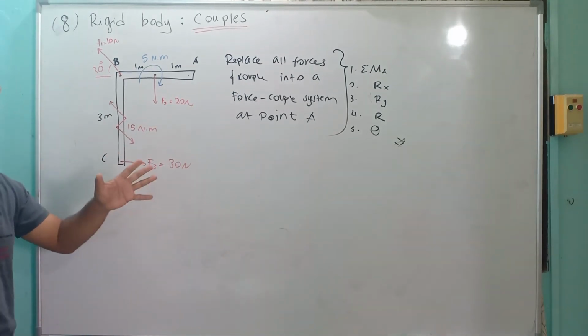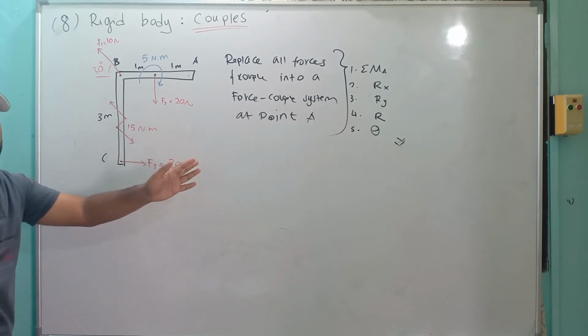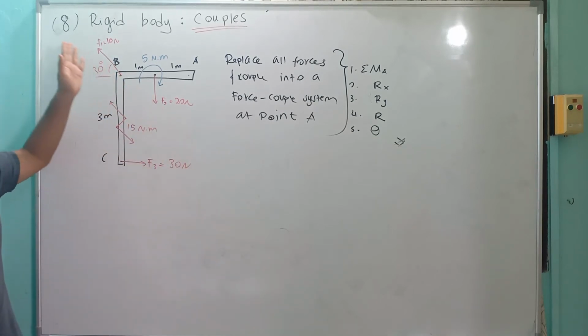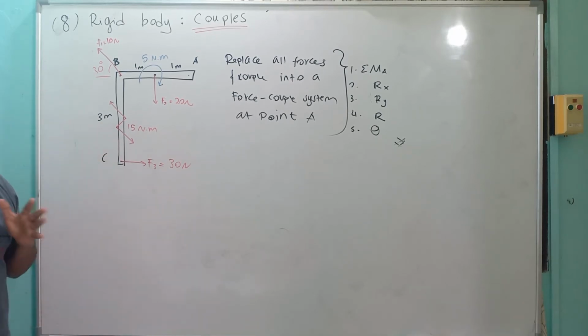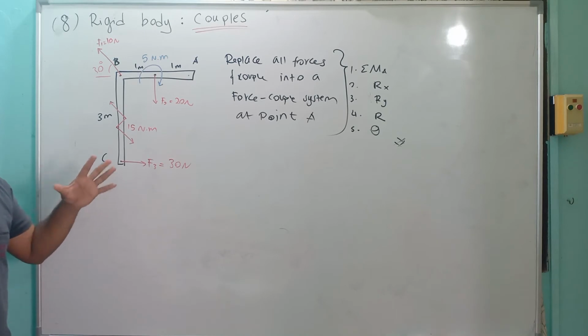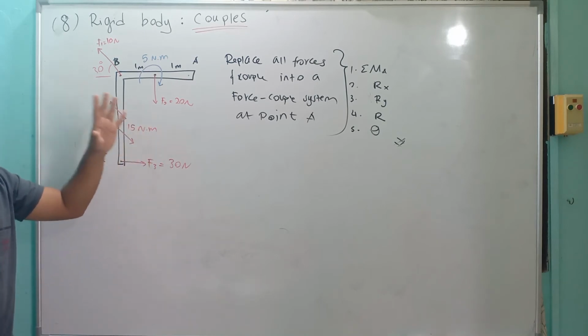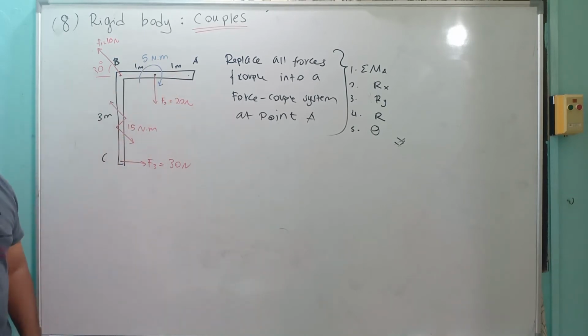Okay, so in this case, there's nothing new. Sigma moment you have already learned from maybe chapter 6, if I'm not mistaken. We have chapter 6 for the moment. Okay, and Rx, Ry is from chapter 2, the resultant force. So you know exactly what to do, only now we rearrange everything and put it at point A.